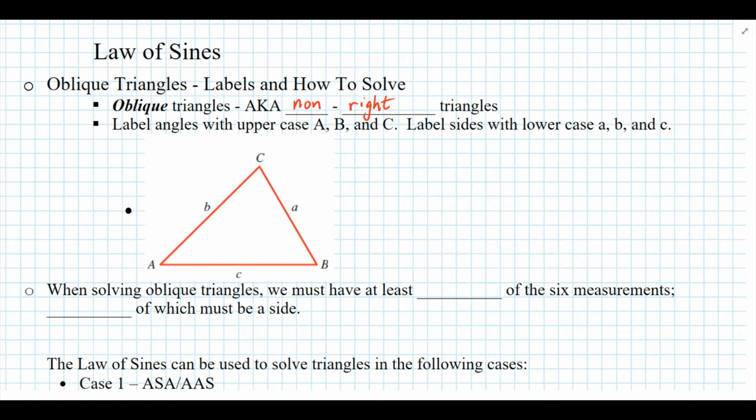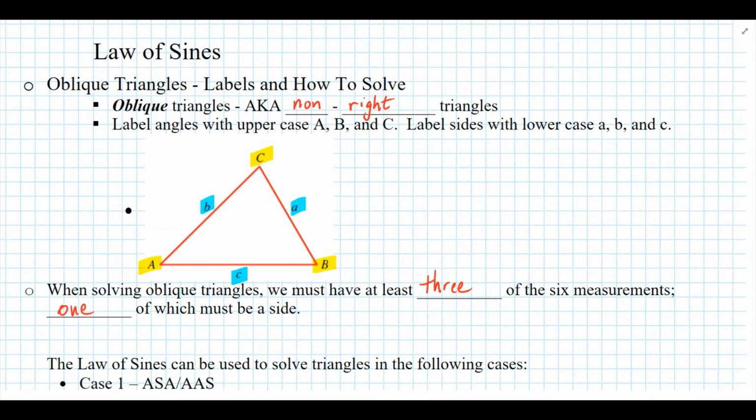For the purposes of this lesson, we will use capital letters to represent angles and their measures. We will use lowercase letters to represent sides and their lengths. When solving oblique triangles, we must be given at least 3 of the 6 measurements, one of which must be a side length.